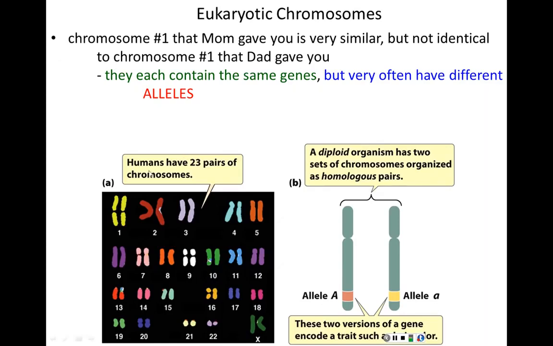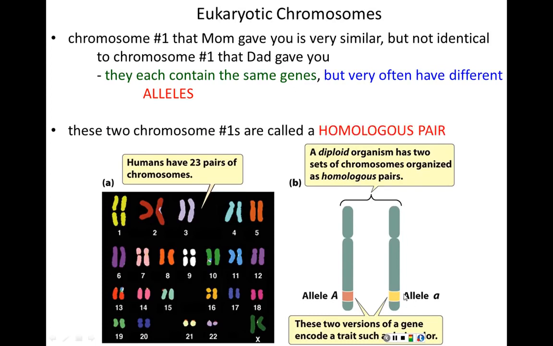And so you have 23 pairs of chromosomes. You got this chromosome number 1 from your mother and this one from your father. You got this chromosome number 2 from your mother and this one from your father. Mom gave you this and dad gave you that. Mom gave you this and dad gave you that. Mom gave you one of each of these 23 chromosomes and dad gave you another set, giving you your 46. But if we zoom in on chromosome number 1, this one came from mom and this one came from dad. Here is one allele from your mother, and here is another different allele from your father. Same information, but different versions.